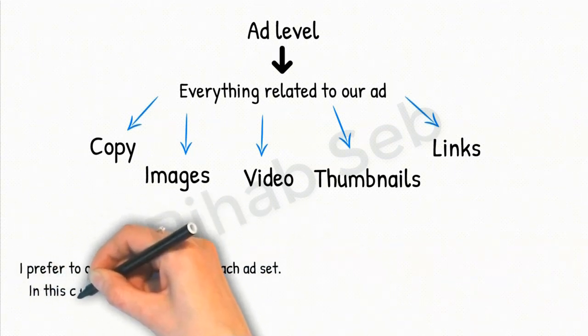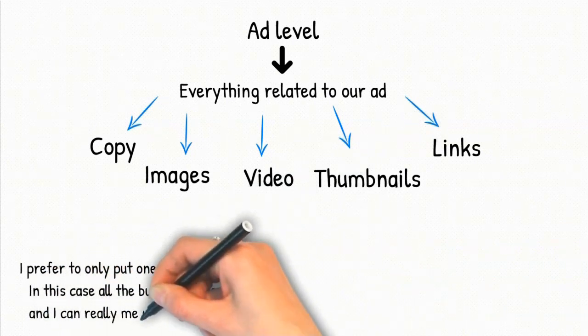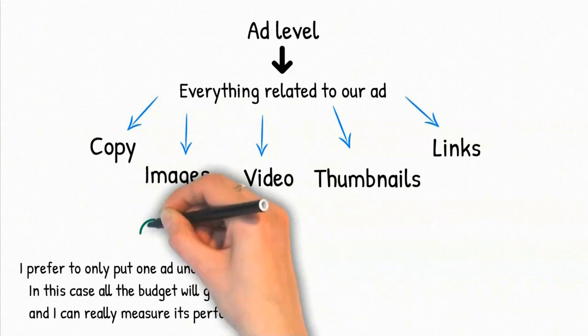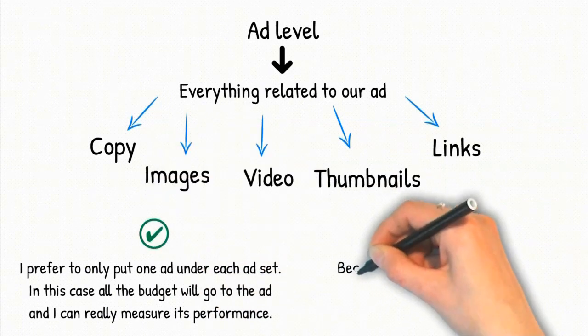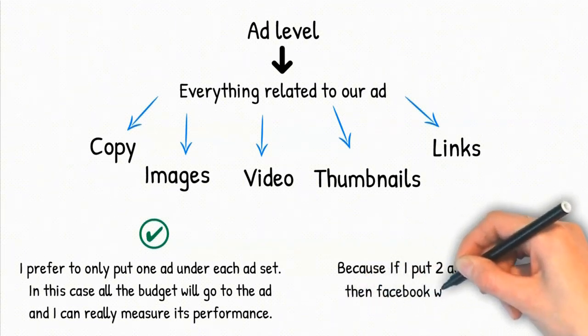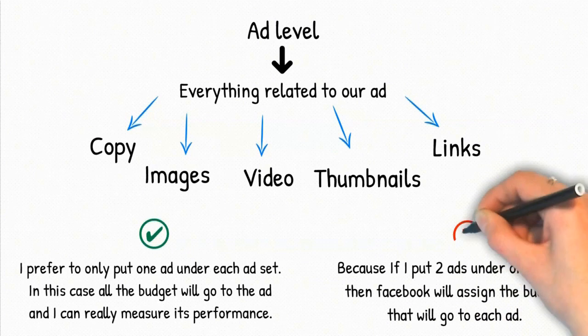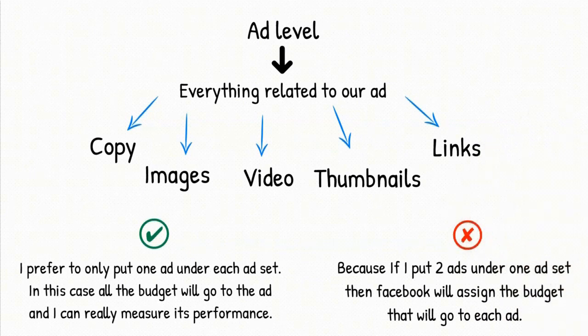In this case, all the budget will go to this ad and I can really measure its performance. Because if I put 2 ads under 1 ad set, then Facebook will assign the budget that goes to each ad, and I really don't like this. So if I want to test 2 ads to see which one is better, I create 2 ad sets, put 1 ad in each ad set, and then I start testing.